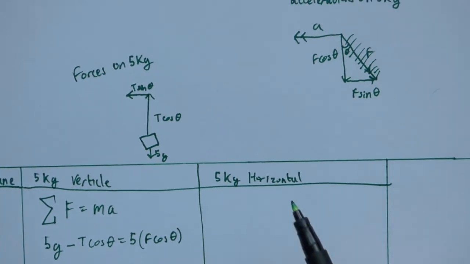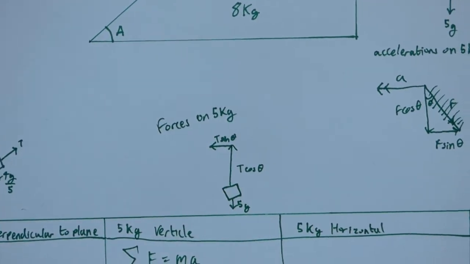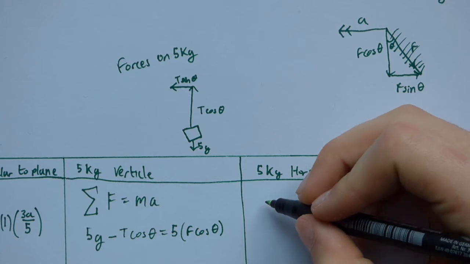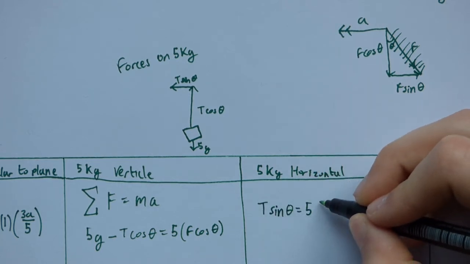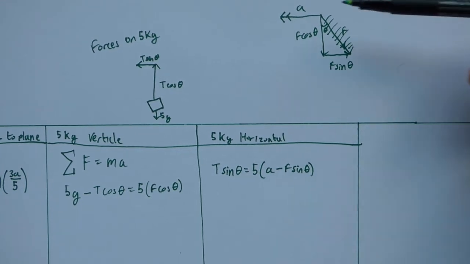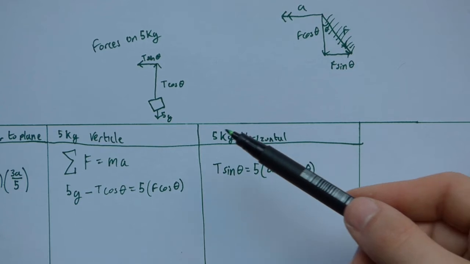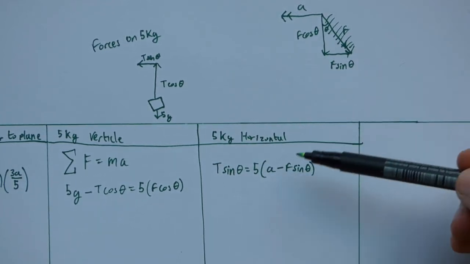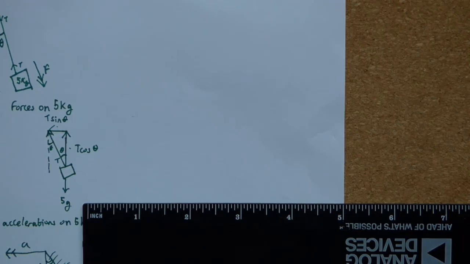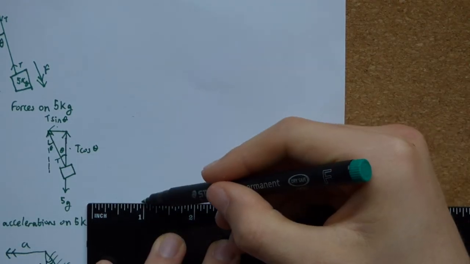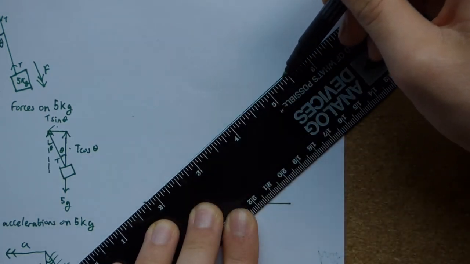So then we're going to do the exact same for horizontal. You'll notice it's the same thing over and over again, just using different forces and directions. So it's moving to the left, because from tangent force, you've got T sine theta is equal to 5 times a minus F sine theta, because a is also moving to the left, so that's going to be the positive acceleration in this example. So we've got 5a minus F sine theta, because F sine theta is the force to the right, which is negative.